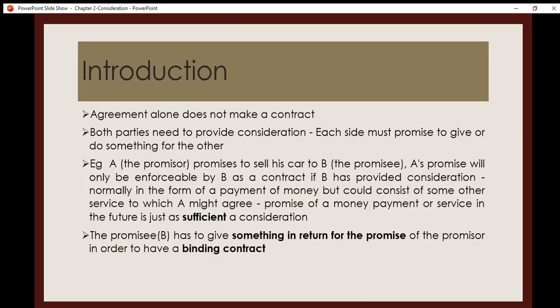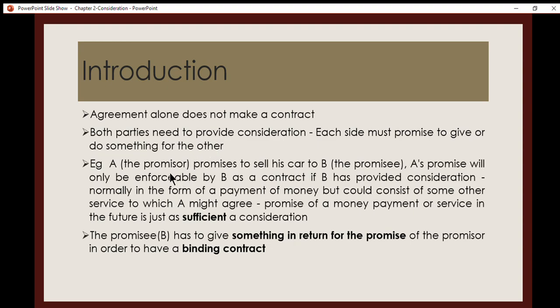Alright, so as an introduction, as we know, agreement alone does not make a contract. Even if you have an offer and acceptance, you still need consideration. So both parties need to provide consideration, either the promisor or the promisee. Each side must promise to give or do something for the other.